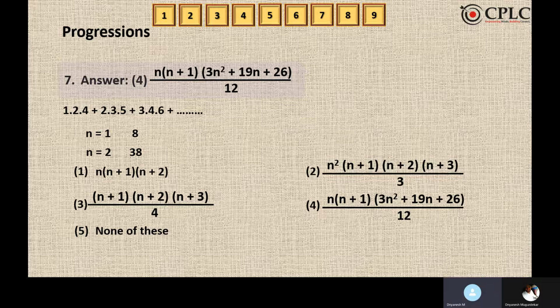So when you do that, you get the answer as fourth option. So fourth option, when you substitute n as 1, you will get 8. When you substitute n as 2, you should get 38. And when you substitute n as 3, you should get 110.